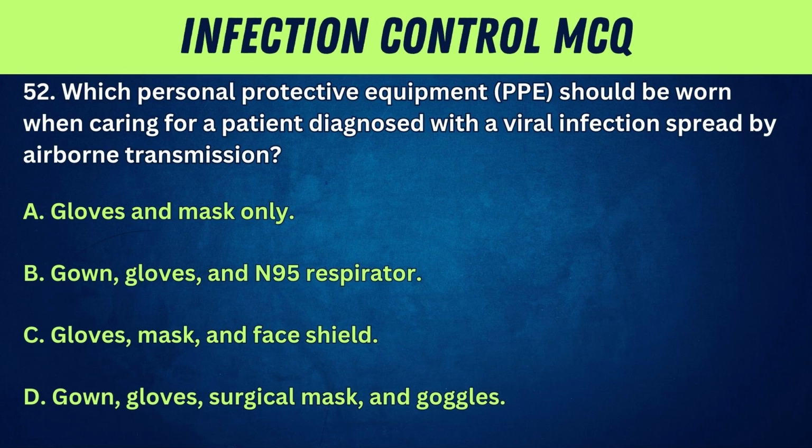52. Which personal protective equipment, PPE, should be worn when caring for a patient diagnosed with a viral infection spread by airborne transmission? A. Gloves and mask only. B. Gown, gloves, and N95 respirator. C. Gloves, mask, and face shield. D. Gown, gloves, surgical mask, and goggles.